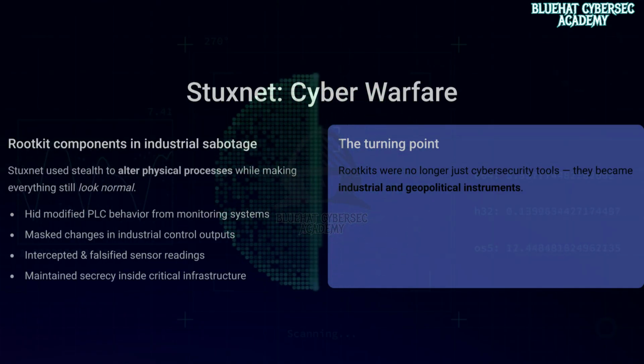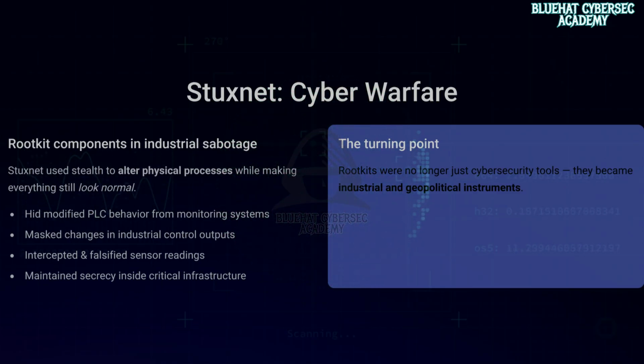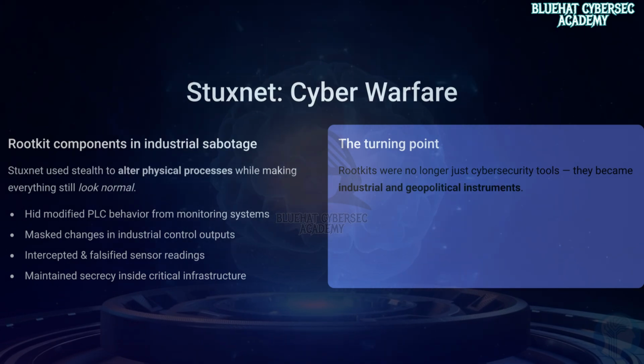Now let's move into something completely different in motivation, but extremely important in impact. Stuxnet. The Stuxnet worm is widely known for industrial sabotage, but its rootkit components played a crucial role in its success. And this is where rootkits move beyond traditional cybersecurity boundaries. Stuxnet used stealth techniques to hide modified PLC behavior from monitoring systems. It masked changes in industrial control outputs. It intercepted and falsified sensor readings, and it maintained operational secrecy inside critical infrastructure environments.